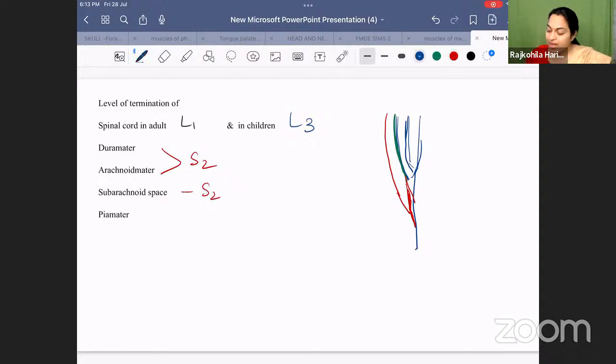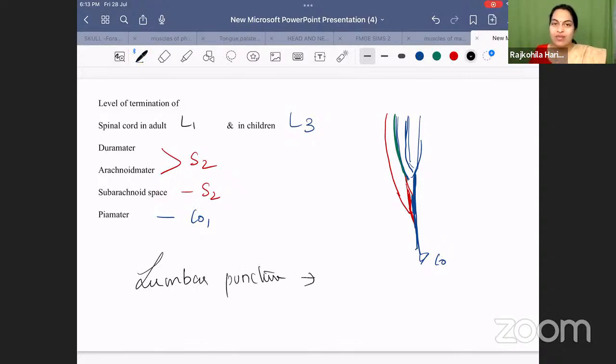Now, what is happening to the pia mater? It extends below the termination of the spinal cord, below the termination of the dura and the arachnoid, and fuses with the dorsal surface of the first coccygeal vertebra. How many coccygeal vertebrae are there? 3 to 4. Okay. So this filum terminale goes down and fuses with the dorsal surface of the first coccygeal vertebra.